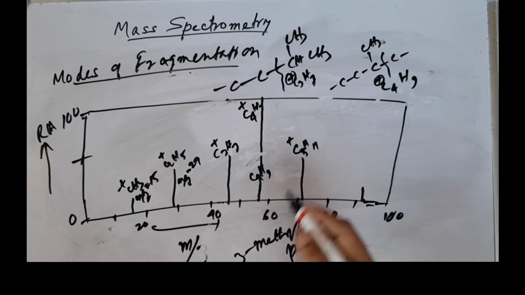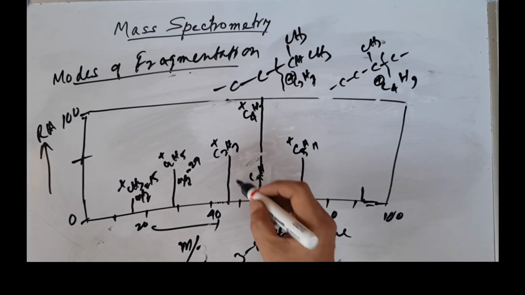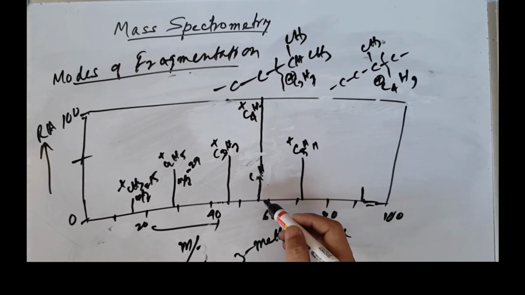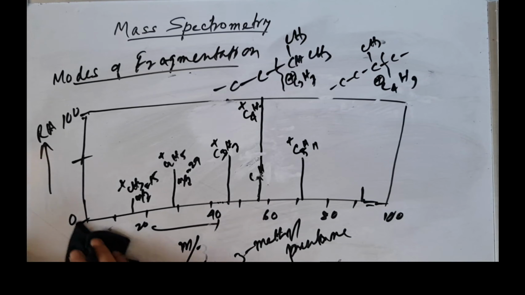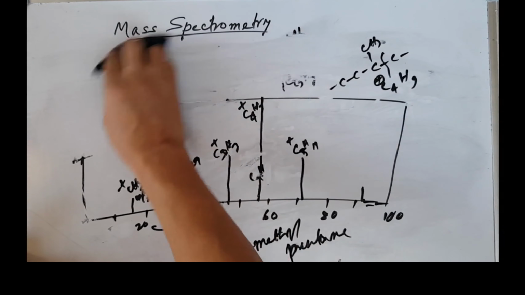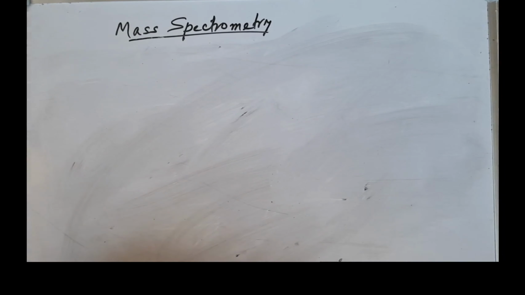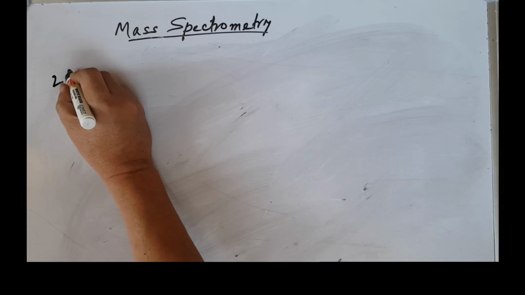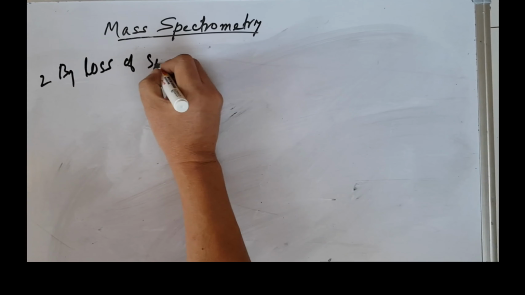By seeing the base peak value, we can say which one is which. If the base peak is C3H7, then you can say it is 2-methyl pentane. If the base peak is C4H9, then this is 3-methyl pentane. This way, the first method is fragmentation at the branching point. And the second one is fragmentation by loss of simple molecules.